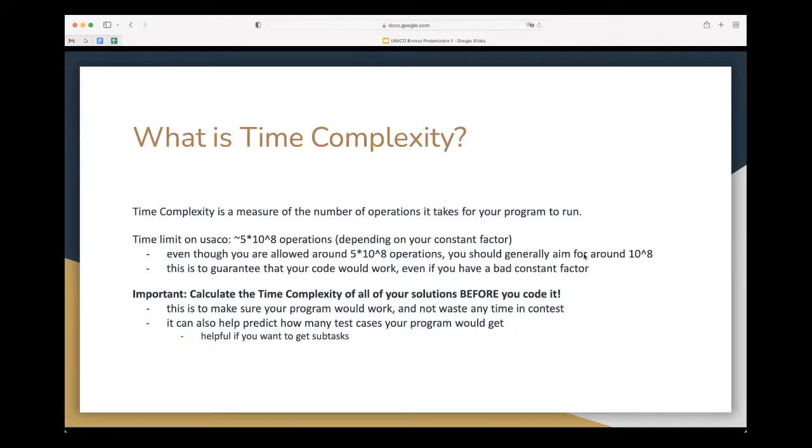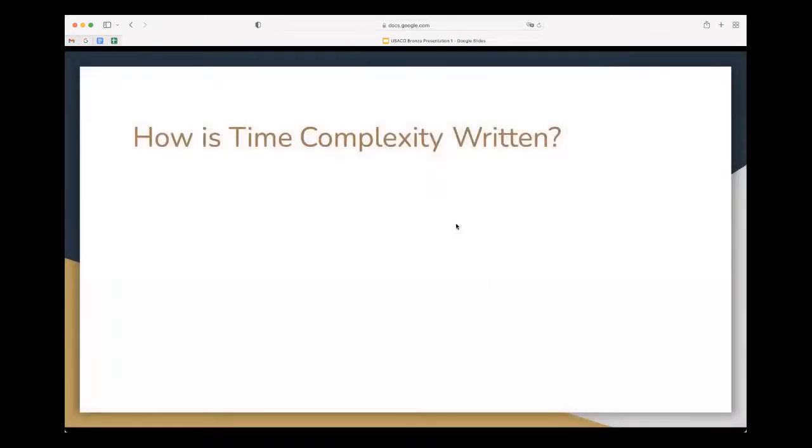So if time complexity is so important, how do you actually calculate it? How do you say what your time complexity is? And how do you determine how many operations it takes? Well, we use something called big O notation. Does anyone know what big O notation is? Well, okay, so what is big O notation?